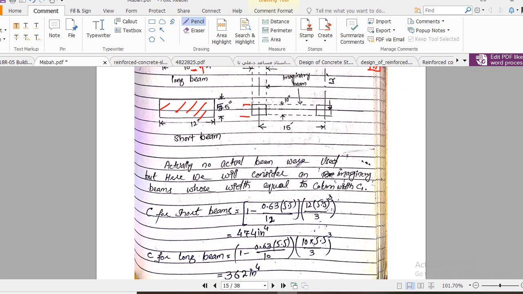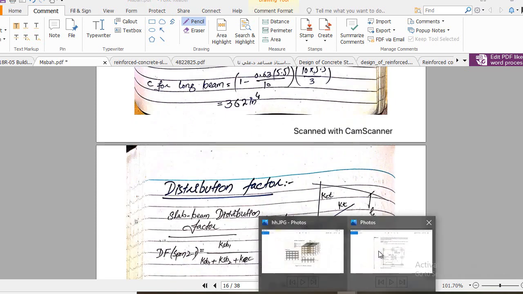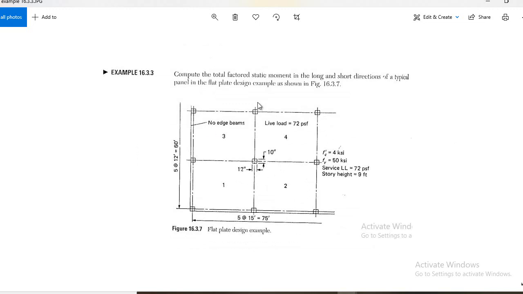Actually, no actual beam was used, but here we will consider an imaginary beam whose width is equal to the column width C1. So C for the short beam and C for the long beam. Clear? This is a very important concept. This is the example. There is no edge beam, but still we consider that there is an edge beam, and the width of that edge beam is equal to the width of this column, and the depth of that beam will be equal to the thickness of the slab, and the column size you see here.